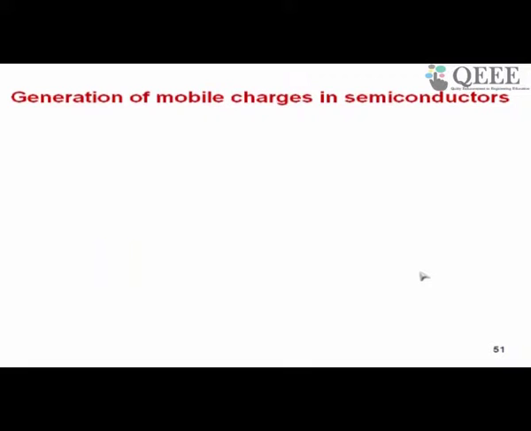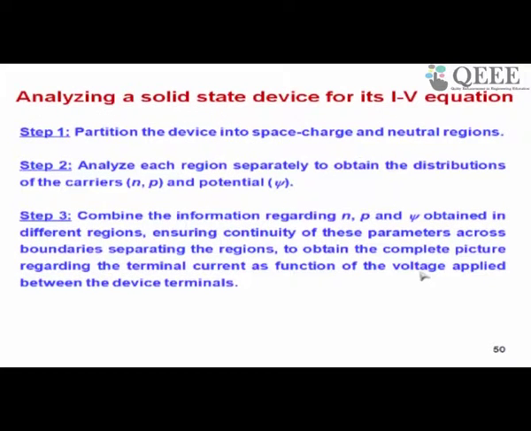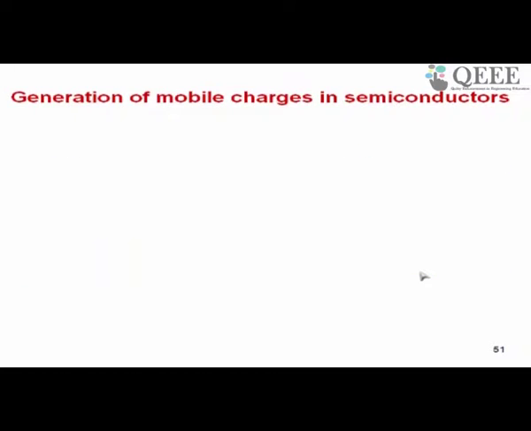And now we started off with a description of how carriers are generated and transported in a semiconductor, because to analyze a solid state device, after partitioning the device into space charge and neutral regions, we need to obtain the electron and hole concentrations and potential, right? That is our goal. So if you want to get distributions of electrons, holes and potential, first we should know how electrons and holes are created in a semiconductor, right? And when you apply external voltage, what is the potential distribution inside the device? So that is what we are trying to do in the beginning.